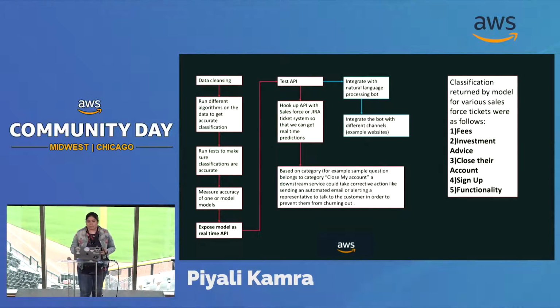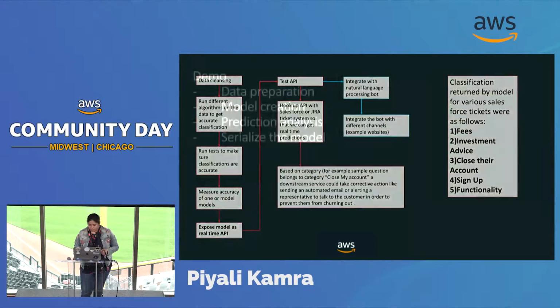And this is an example on the right-hand side of the various classification models that we saw as we analyzed our data, like fees, investment advice, closing up the account, sign up, and functionality. And closing up the account was the main use case that we started dealing with, so that we could reduce the churn rate of the customers from our system.